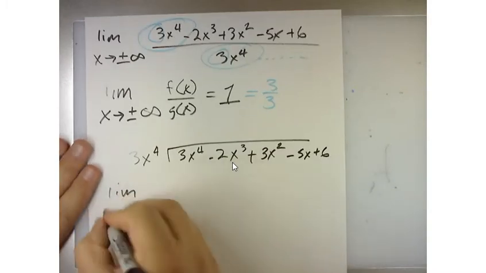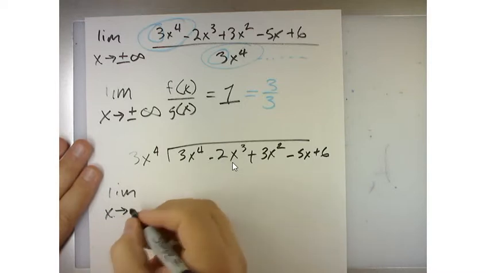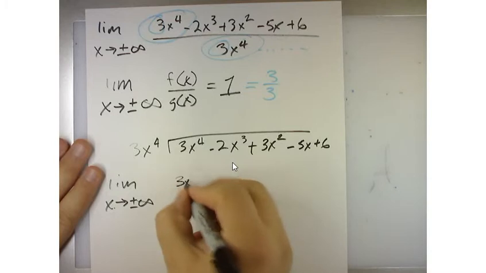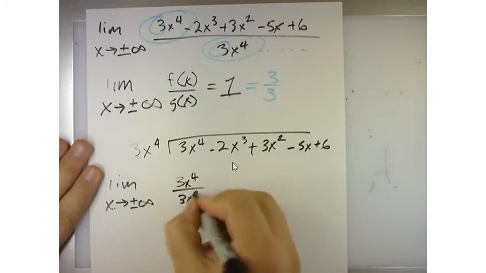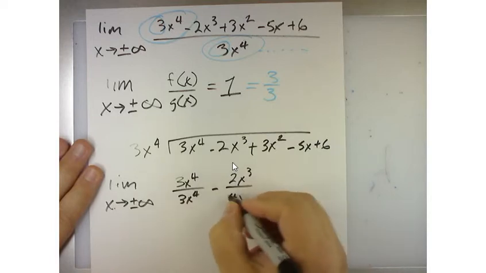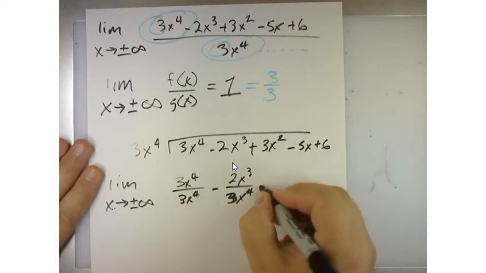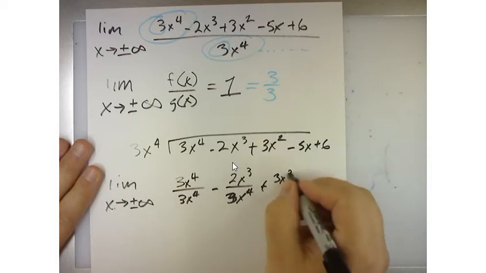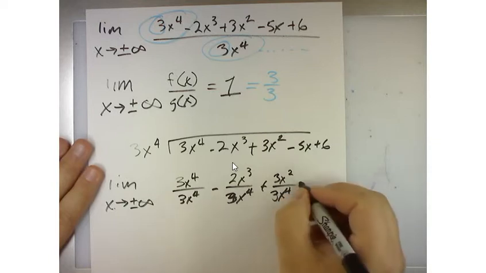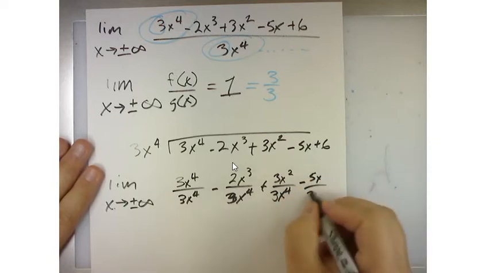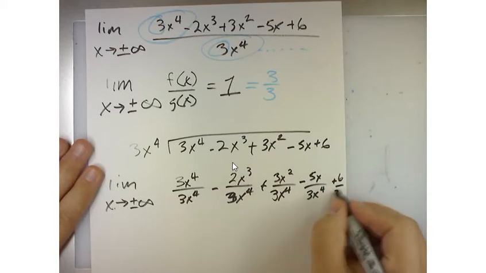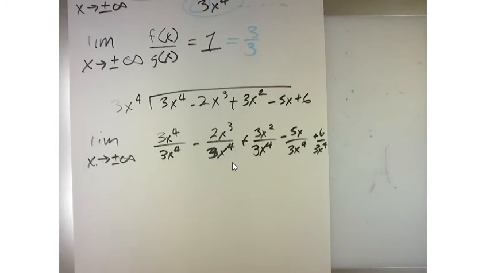You could have said the limit, and we'll do this later on, and if you're going to be an engineer, you'll do this a lot in Calc 2. I could have rewritten it as 3x to the 4th over 3x to the 4th, minus 2x to the 3rd over 3x to the 4th, plus 3x squared over 3x to the 4th, minus 5x over 3x to the 4th, plus 6 over 3x to the 4th. I could do it that way too, right?